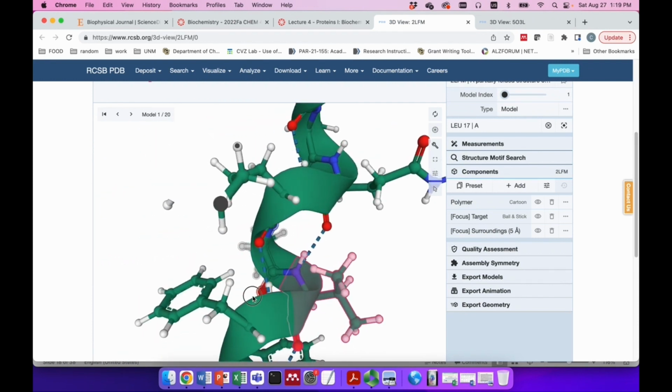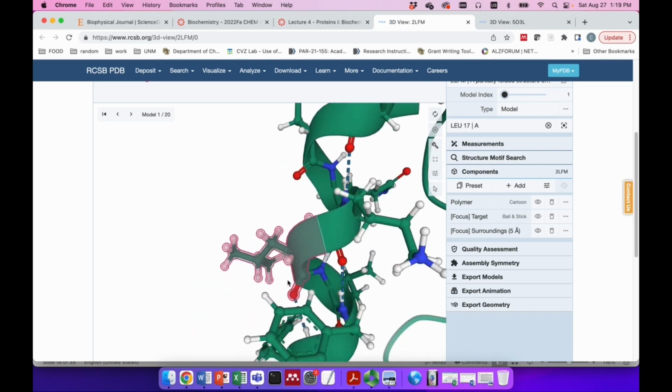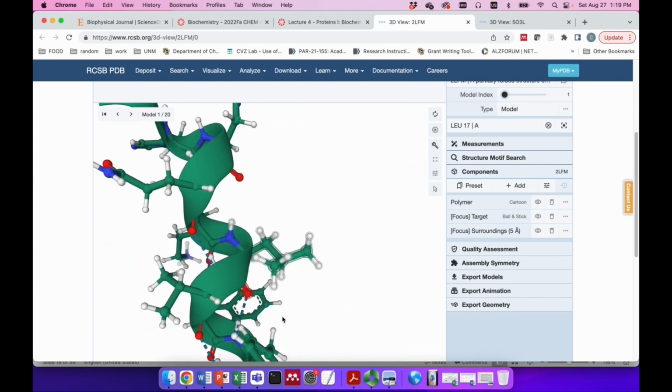So for example, there's a hydrogen bond between a carbonyl and an amine. If I keep looking, there's another hydrogen bond between a carbonyl and an amine. And again, we see all those side chains sticking outside of the helix. So I suggest you play around with this until the structure starts to make sense to you. It's a really nice interactive tool.